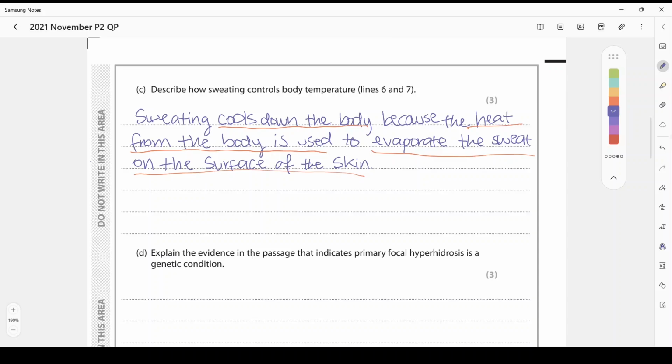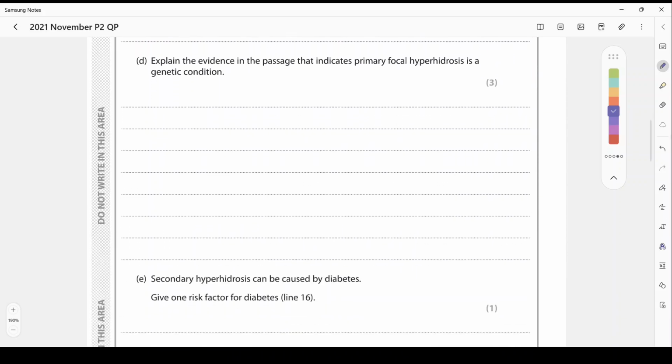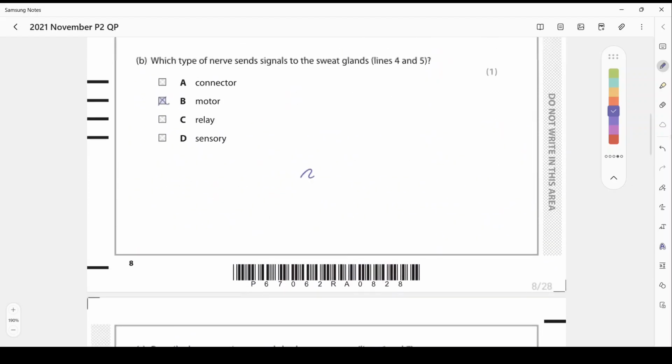Okay, let's move on to part D. Explain the evidence in the passage that indicates primary focal hyperhidrosis is a genetic condition. Okay, let's scroll back up here.